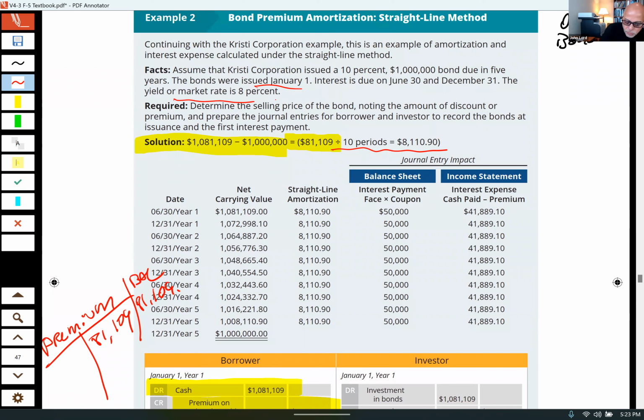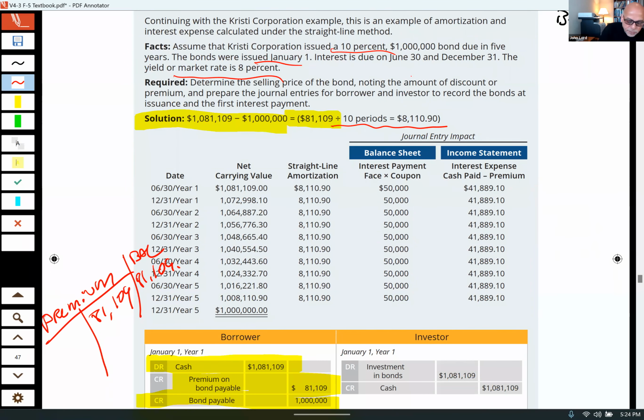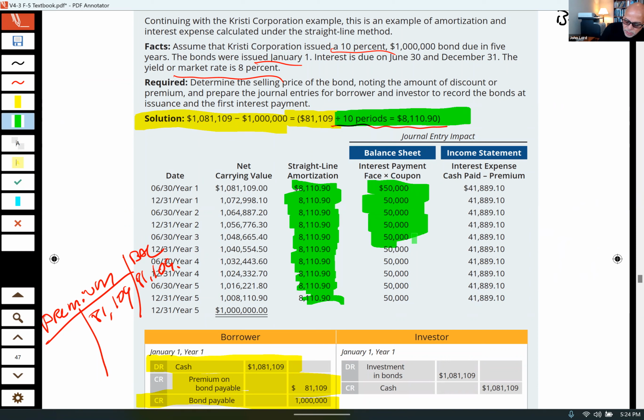Again, market rate was 8%. The bond is a 10% bond, so we know it's going to issue at a premium. We go ahead and we take that premium, we divide it by the 10 semi-annual periods. That means that the bond is going to have premium amortization of $8,110.90 every 6 months. Okay, the 50,000 cash is not going to change.